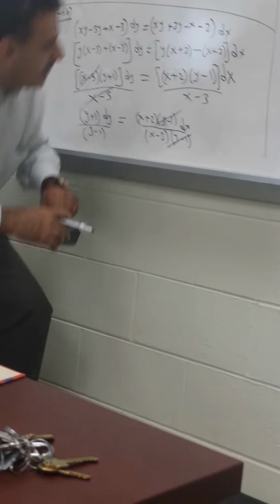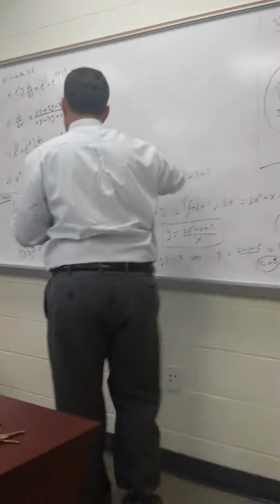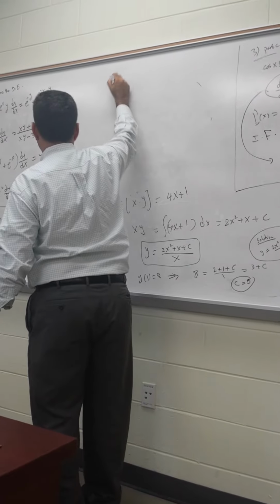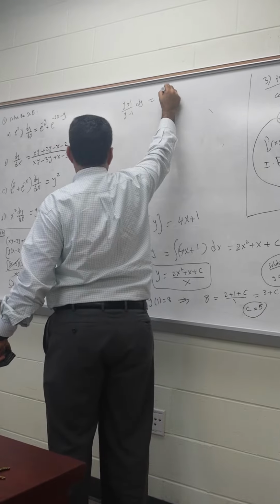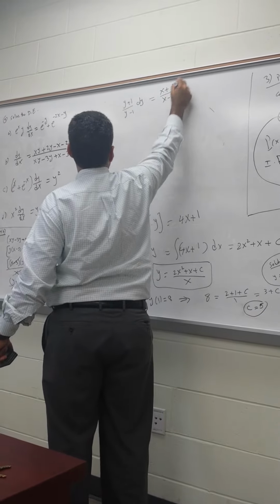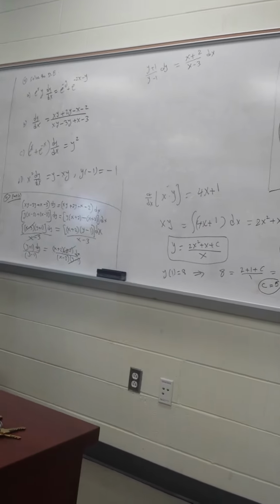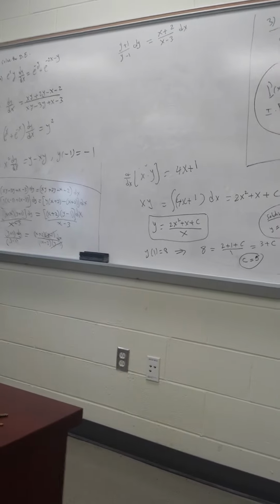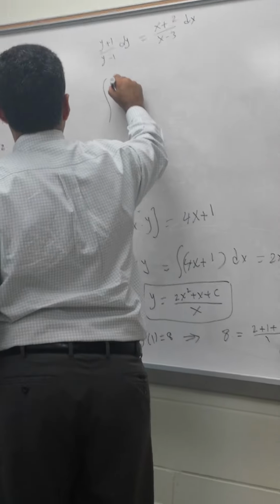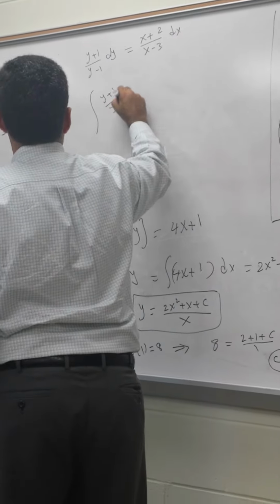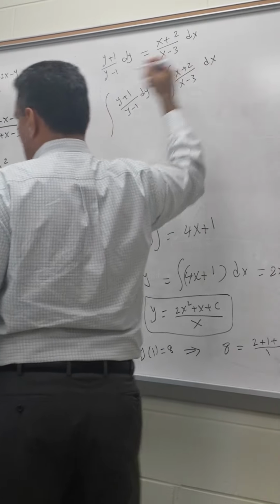Then this becomes what now? Then the left side becomes y plus 1 over y minus 1 dy. And the right-hand side becomes x plus 2 over x minus 3 dx. So we were able to separate x from y. You can see that in the last equation. Once you do that, then we can go ahead and integrate both sides. So it's the integral of y plus 1 over y minus 1 dy equals to the integral of x plus 2 over x minus 3 dx. You just need to integrate.